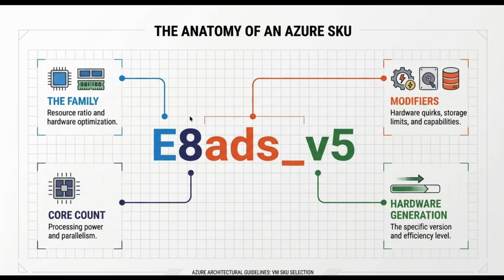So now let us combine everything. E stands for your family, in this case memory optimized, then 8 vCPUs, the AMD processor, and D for local temporary disk and premium SSD support. And V5 is your fifth generation hardware. And now you would have more idea what each character stands for. And this is exactly how an Azure architect thinks while selecting VMs.